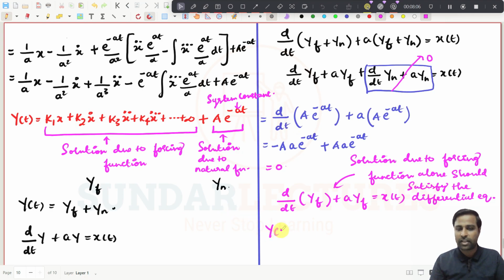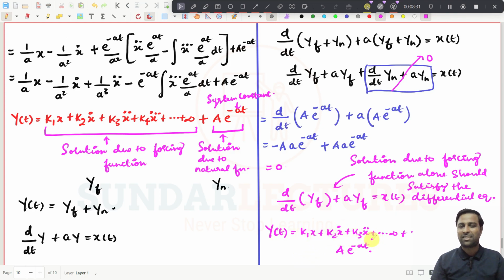See, y of t now can be written as k1 x plus k2 x dot plus k3 x double dot, and it will be going to infinity, plus a e power minus at. So this is the y of t, and you can ask what is this k1, what is this k2. That is the problem here. I need to find what is k1, k2, k3 and so many things.